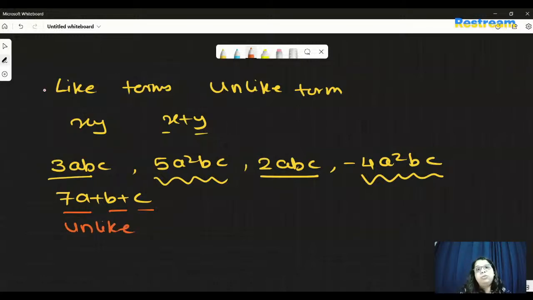Now, why do we need to know like and unlike terms? I'm going to explain in some time. But let's first see why these two terms are like. So we always ignore this part of the term.